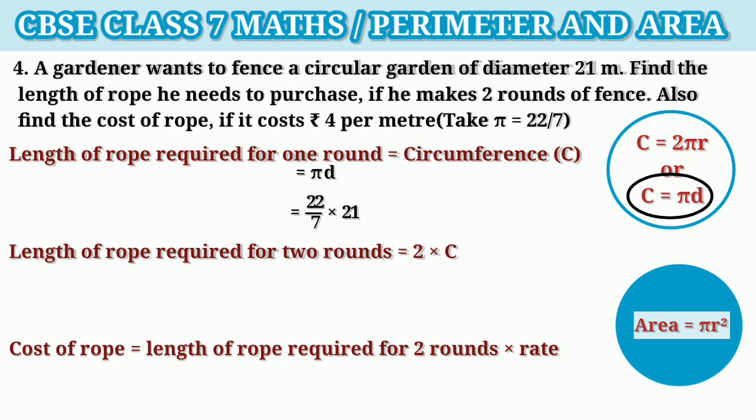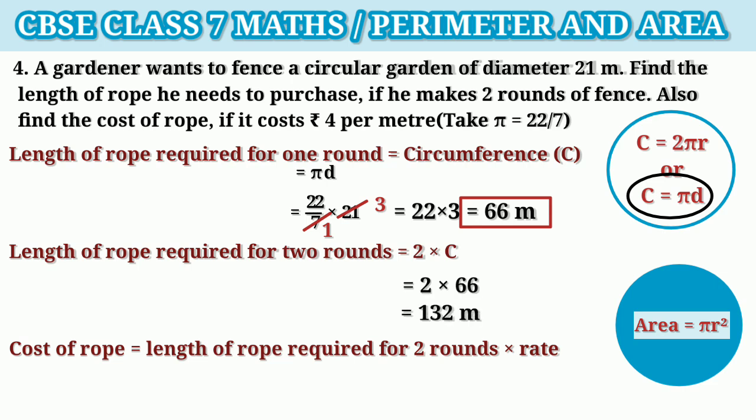7 and 21 both are divisible by 7. We will cancel them. We have 7 ones are 7, 7 threes are 21. So now we have 22 multiplied by 3, which comes to 66. So rope required for one round is 66 meter, and the length of rope required for two rounds will be 2 into 66, which comes to 132 meter.